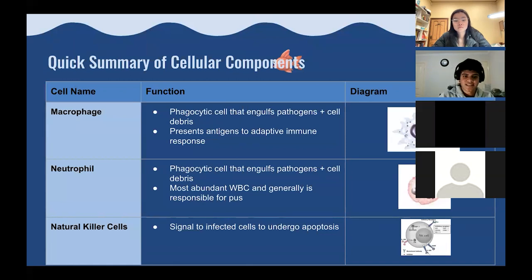And lastly, natural killer cells. They're really important. They secrete a protein called perforin. It causes infected cells to undergo apoptosis. So again, you're going to learn all of this in more detail in your immunology lectures, but knowing this much will help your understanding. And at the bare minimum, this is what you're expected to know of all of these cells.